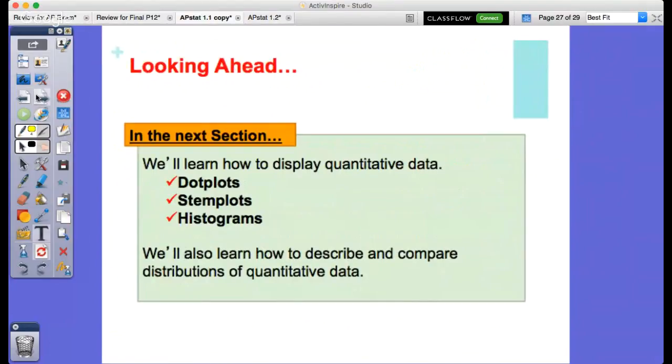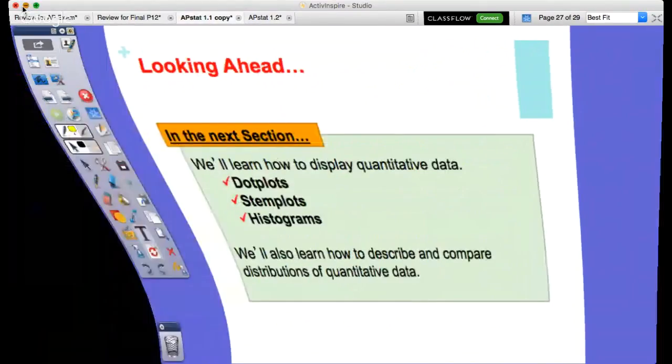This was section 1.1. We will look a little bit further in just a little bit in the second video about inference, the holy grail of statistics.